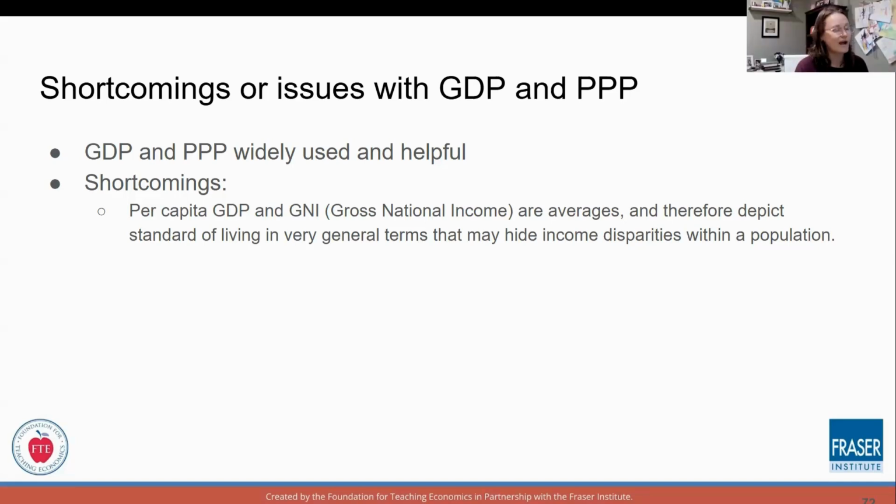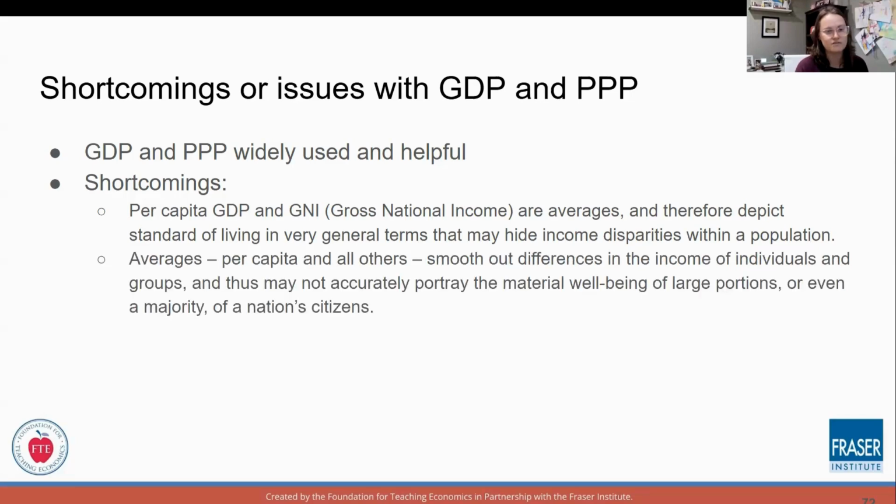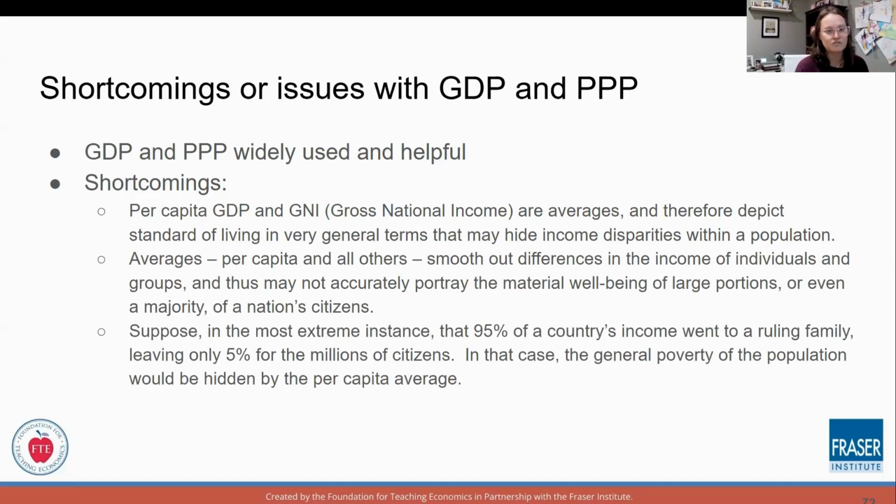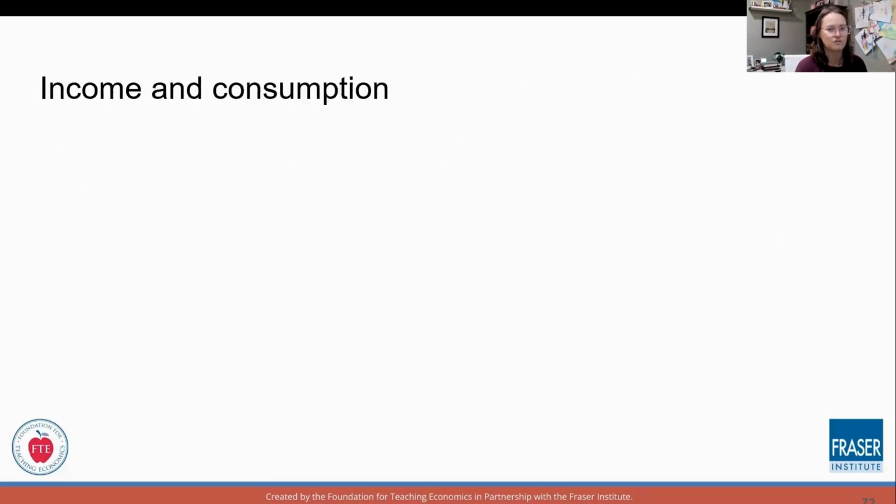You can also find out how the income inequality is in each country too, if that's something you're interested in. So they smooth out those differences. We've talked about this, and I don't want to go too far into it or reiterate it, but you can definitely talk about this with your students. I would encourage that you do, because it is important to talk through that.